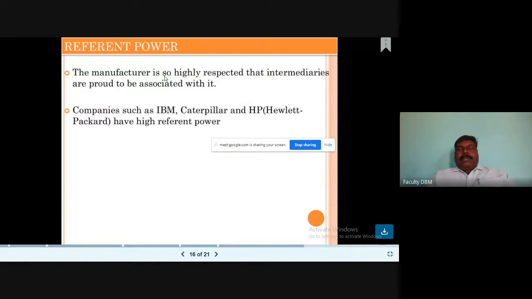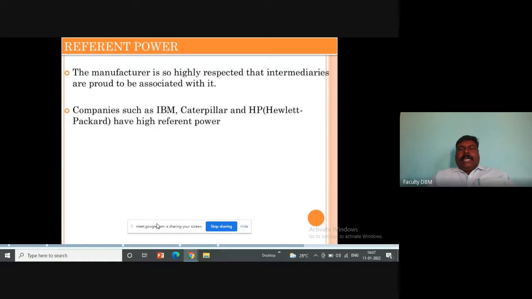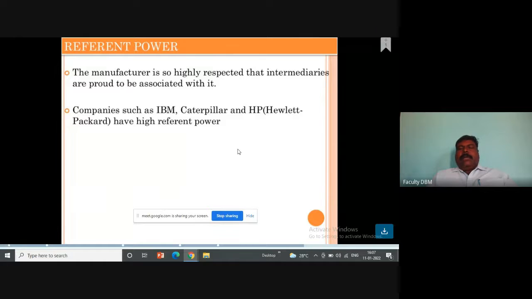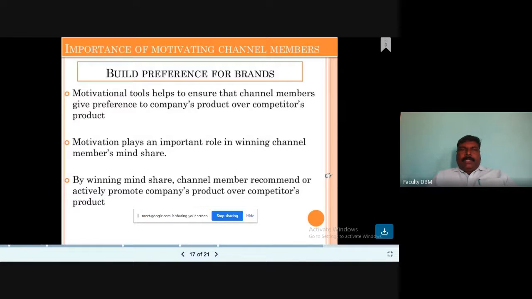Referent power. The manufacturer is highly respected, so intermediaries are proud to be associated with it. For example, we have branded companies. The people will love to work with them. Companies such as IBM, Caterpillar, and Hewlett Packard have high referent power. Referent is nothing but being respected, a market leader with a good reputation in the market. So people will come forward to take the dealership if the company has a good reputation. So this is another power that we are going to see.